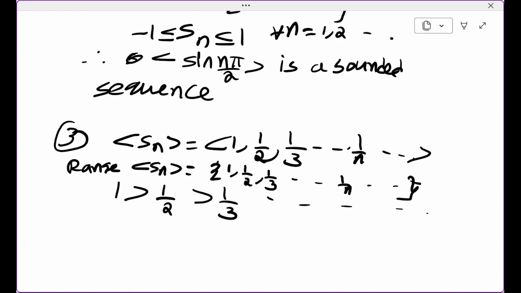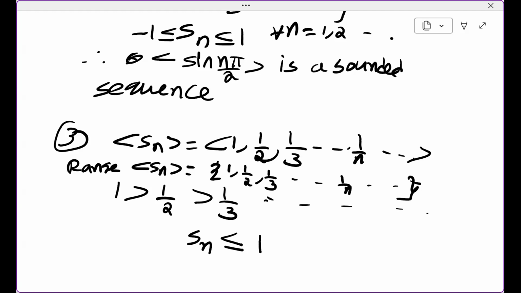Range is the set of different values. Some property they are satisfying, some order is there. What is the order? 1 greater than 1 by 2 greater than 1 by 3 and so on. So what is our observation? Generally, students think that because of the 'and so on', it is not bounded. That is the impression they have. One is an upper bound, all of you will agree. All the terms are less than or equal to 1. Because 'and so on' is there, you have a misconception that it does not have a lower bound.